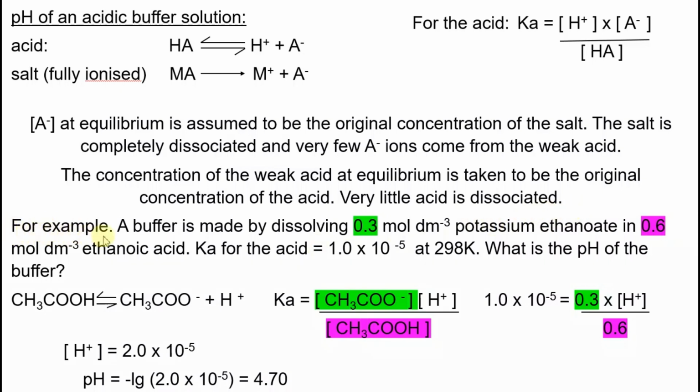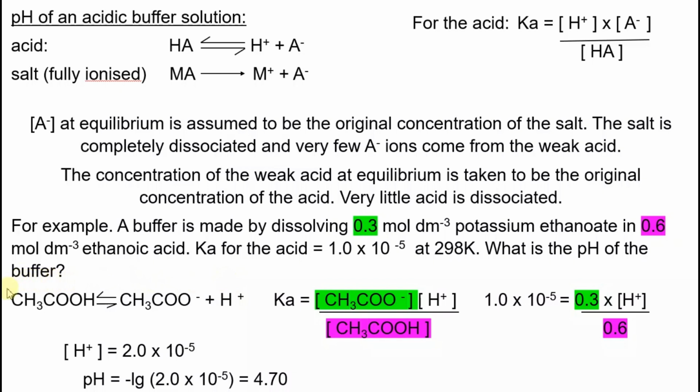Now, an example question based on a past paper question I've seen before. A buffer is made by dissolving, and I'm given the concentration of the salt, potassium ethanoate, and I'm given the concentration of the weak acid, ethanoic acid. Ka for the acid is given. Question, what is the pH of the buffer?